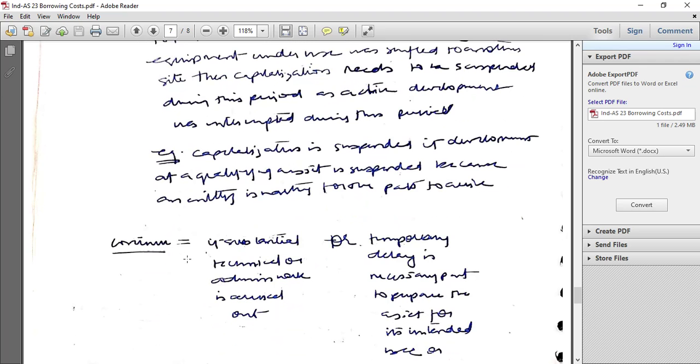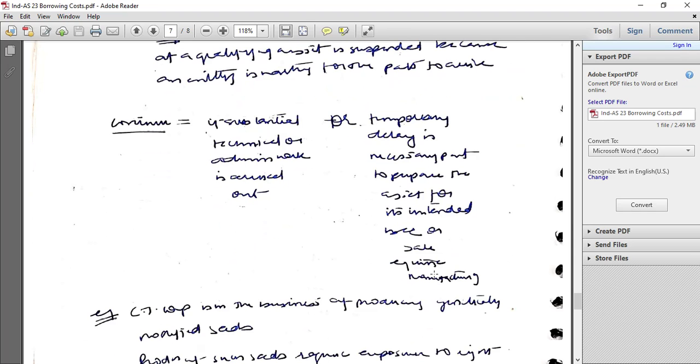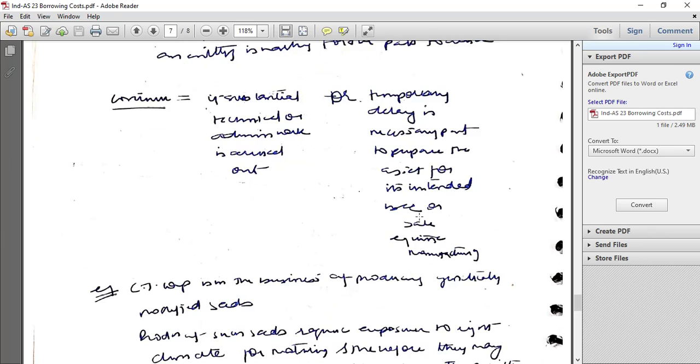Capitalization is suspended if the development of a qualifying asset is suspended because certain parts are required to be received. Suspension would not continue if substantial technical or admin work is carried out, or if the temporary delay is a necessary part of preparing the asset for its intended use. Then there will be no suspension and capitalization will continue.